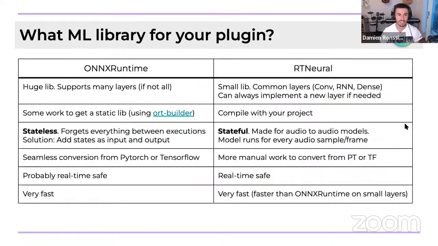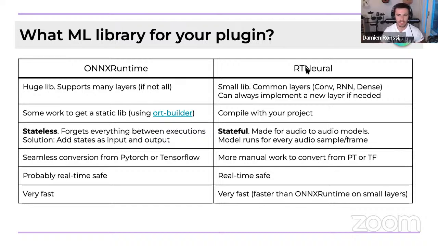So now that I have this, let's have a little comparison game. Is it better to use ONNX Runtime or RT-Neural if you want to have a neural network running in your plugin? I'd say it really depends on what you're trying to do. So let's compare point by point and then summarize at the end. ONNX Runtime, if you don't know, is a library that is maintained by Microsoft. It's a pretty big library because it aims at supporting not just a specific field of neural networks, but all fields. You can run LLMs with ONNX Runtime. So it supports many layers, if not all.